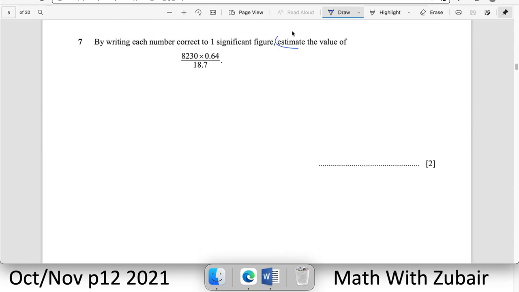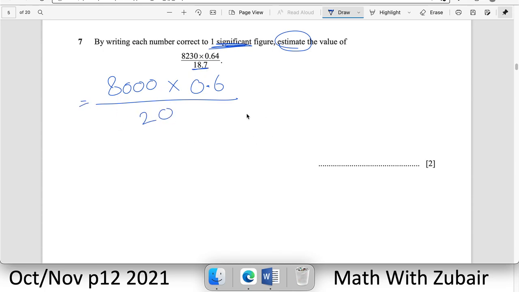Question number 7 is from estimation up to one significant figure. So the first number to one significant figure is 8000. The second number to one significant figure is 0.6. The denominator to one significant figure is 20. So first thing first, I'm giving this 0 to this 6 to get rid of the decimal. This becomes 800 times 6 by 20.